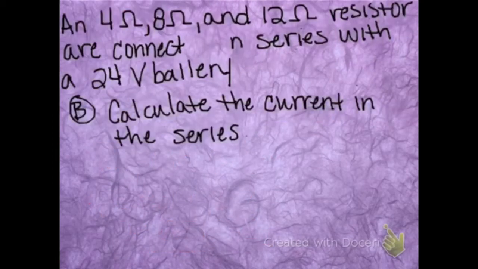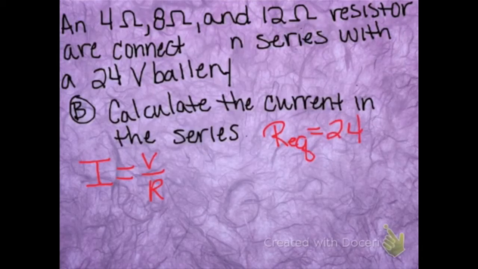All right, part B. So our question says, a resistor of 4 ohms, 8 ohms, and 12 ohms are connected in a series with a 24-volt battery. Calculate the current in this series. Our equation for a current, I is equal to V over R. Now remember, our Req equals 24.